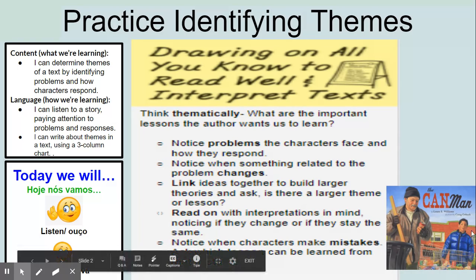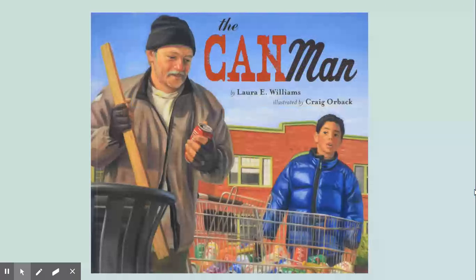So we're going to practice this with a text called The Can Man by Laura E. Williams. As I read, you're going to be noticing problems, responses, and other details that help show themes of a text. So this is The Can Man by Laura E. Williams and illustrated by Craig Orbach.